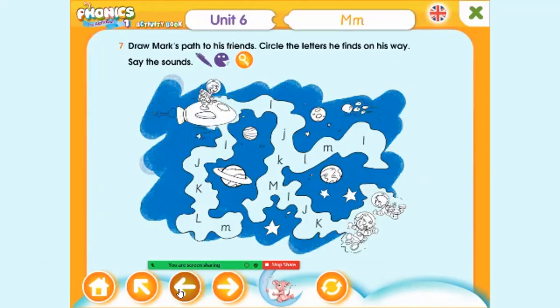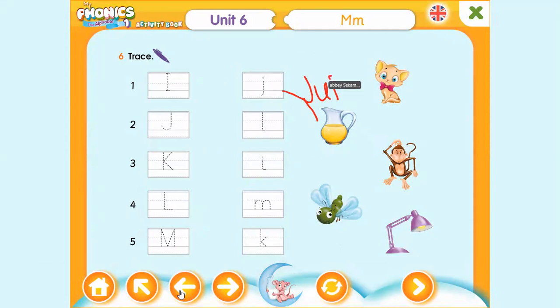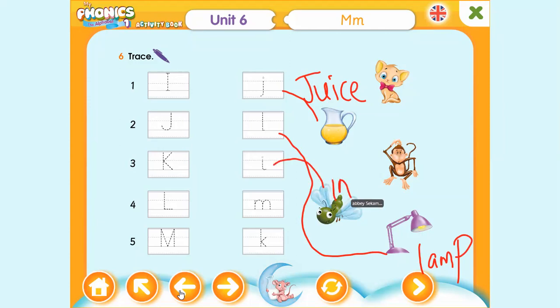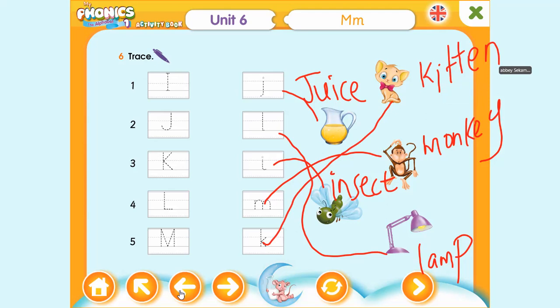So here, what you will do, you will match again. You will match the J to the juice, and you will write juice. You will write the L to the lamp. You will write the I to the insect. The M to the monkey. And the K to the kitty, or kitten. So that's what you will do.